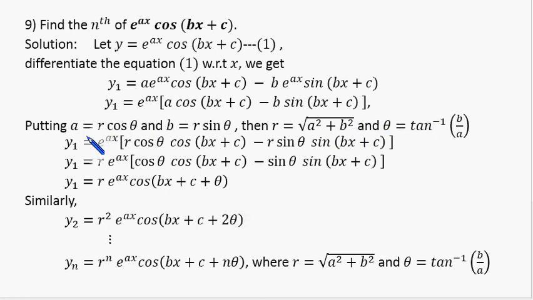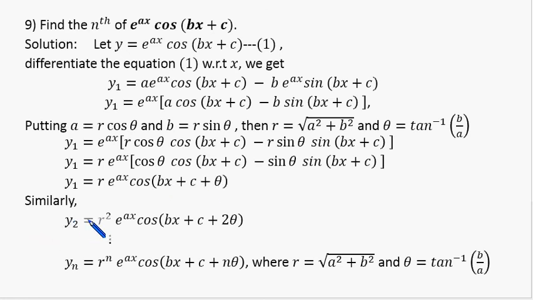So I have to substitute these values, that is y1 is equal to e power ax into r into cos theta into cos of bx plus c minus r into sin theta into sin of bx plus c. In both the terms r is a common term, we can take it outside as a common factor, that is r into e power ax [cos theta into cos of bx plus c minus sin theta into sin of bx plus c]. That can be written as cos of bx plus c plus theta, so the first order derivative is r into e power ax into cos of bx plus c plus theta.